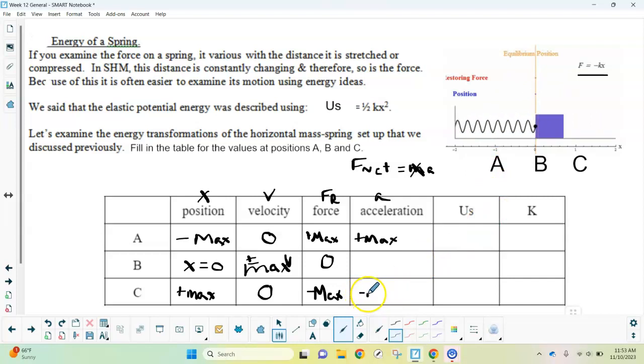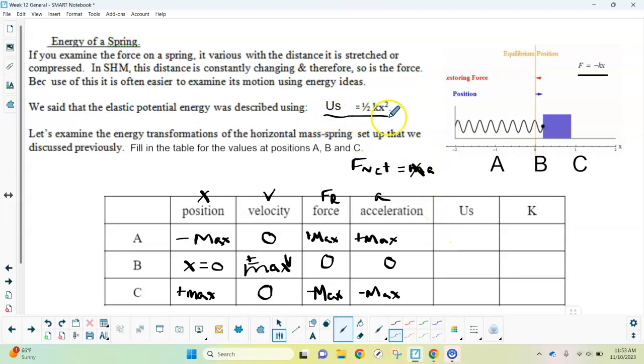Same idea, just the opposite direction with C. When it gets back to C over here, where I get my mass over here, the biggest restoring force is going to the left, which means the biggest acceleration is going to the left. At B, there is no restoring force, so there is no net force, so there is no acceleration.